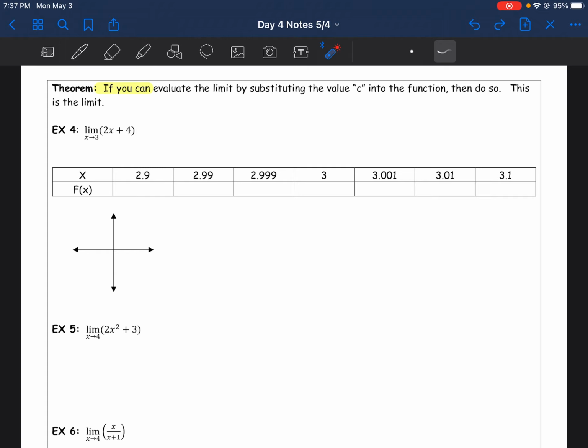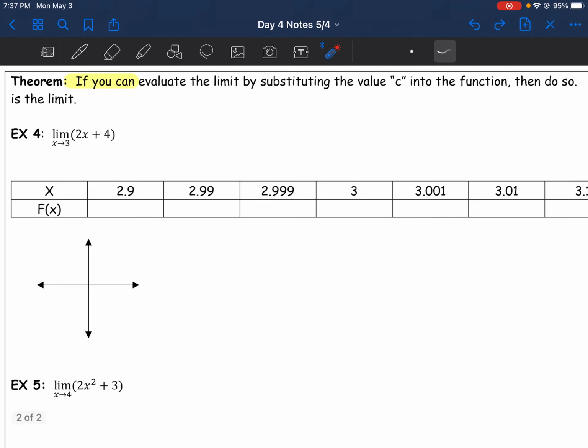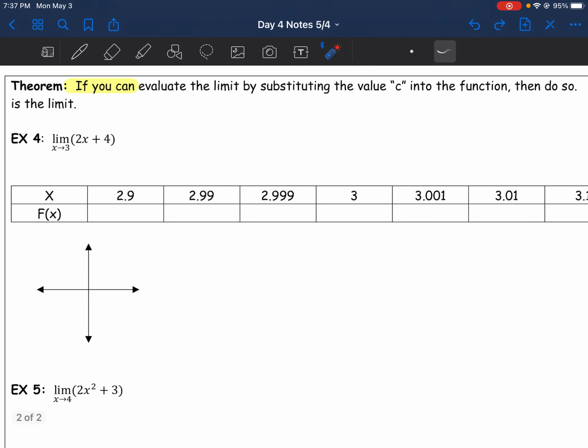So theorem, if you can evaluate the limit by substituting the value of c into the function, then do so. This will end up being the limit. So check out example 4 here. We're going to show this using a number of different methods. So example 4 has us calculating the limit of 2x plus 4 as x approaches 3.